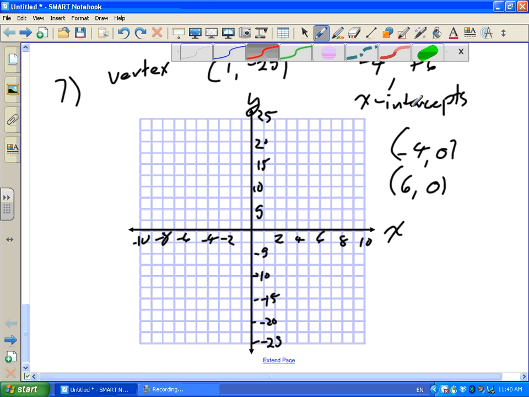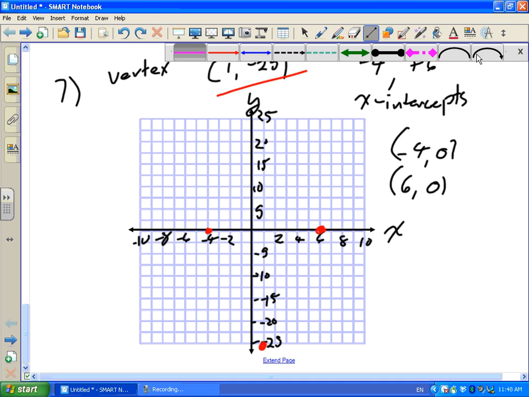When you went to graph it, x-intercepts, negative 4 and 0. There's one of them. 6 and 0. There's another. Vertex, 1 and negative 25. Way down there. And let's get our parabola. Where is it again? Try the parabola. Here it is.